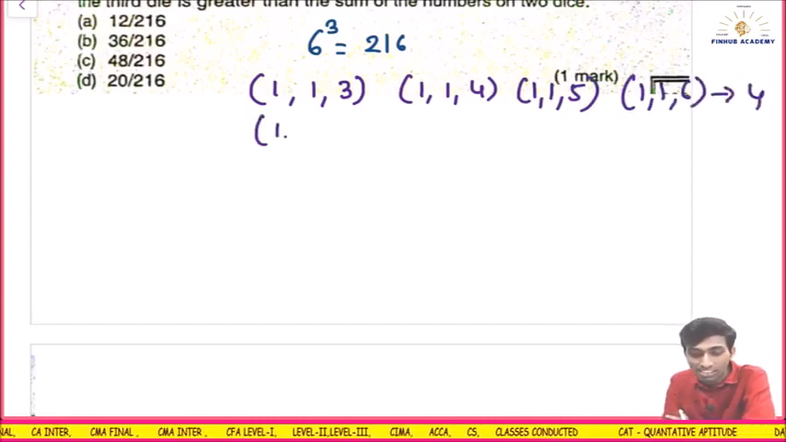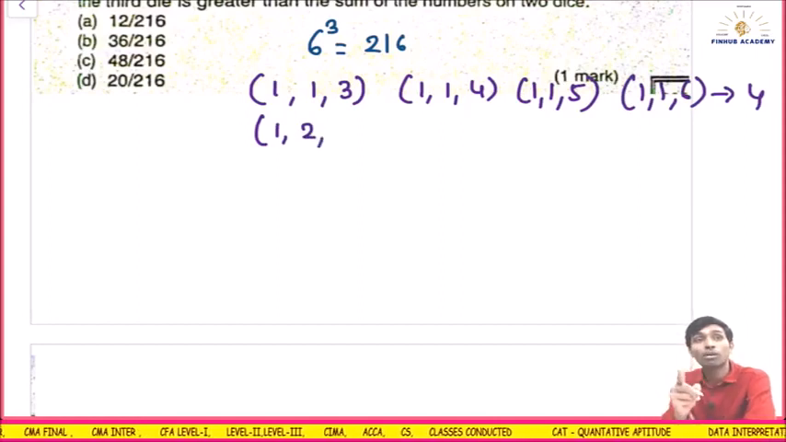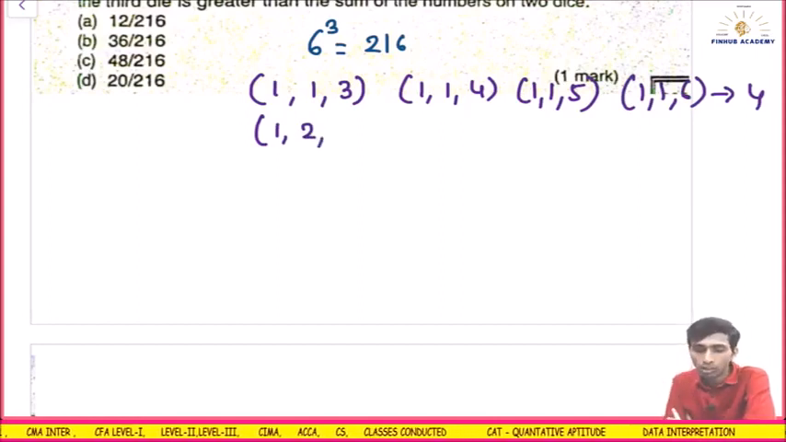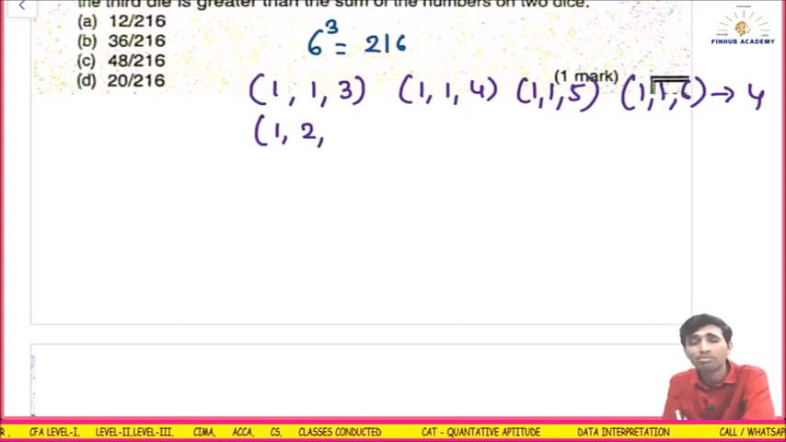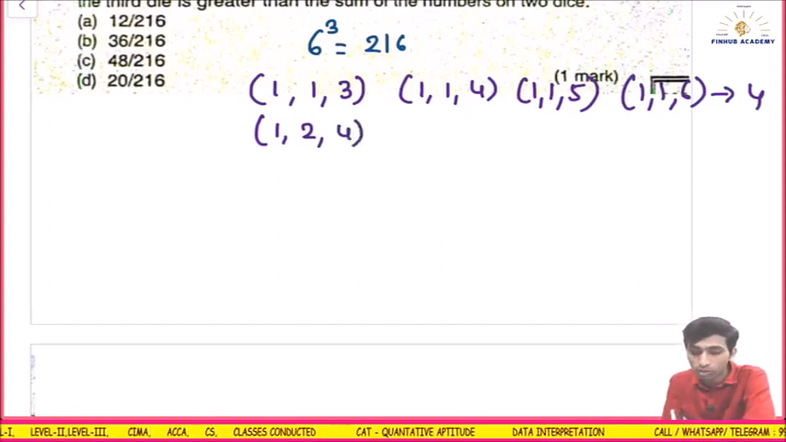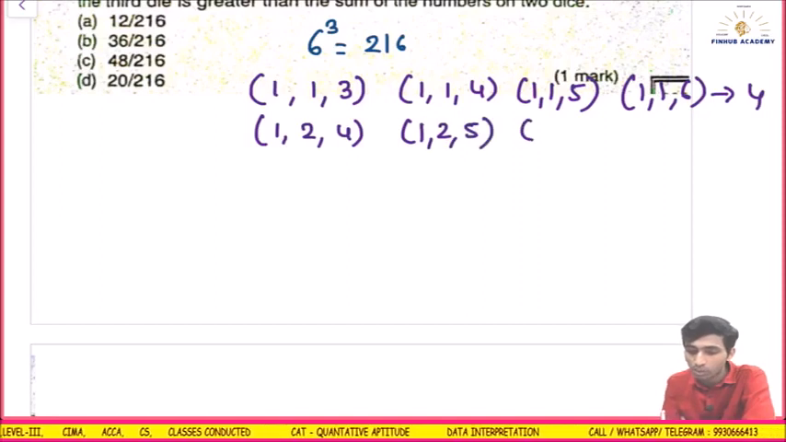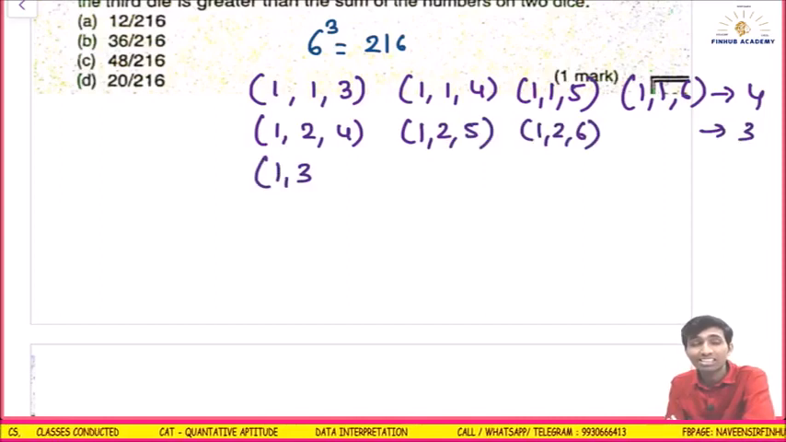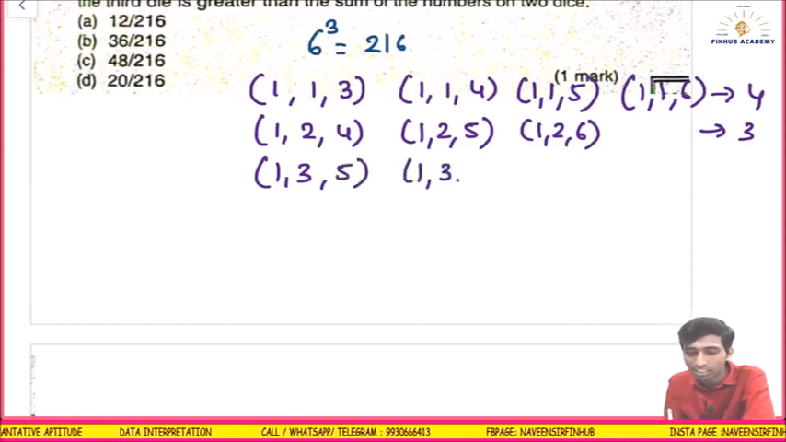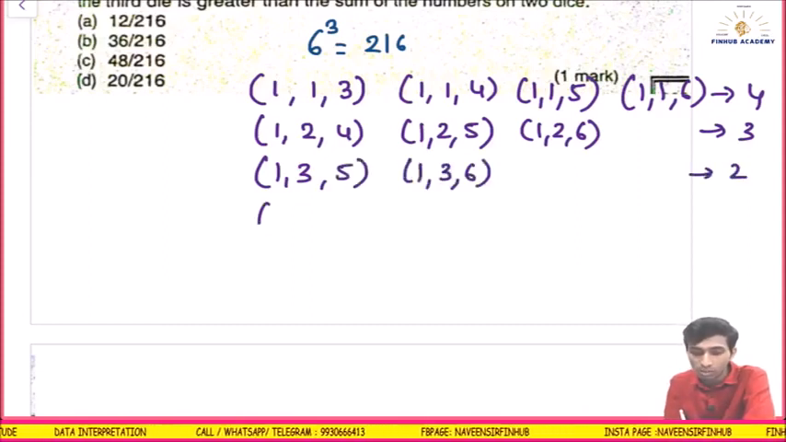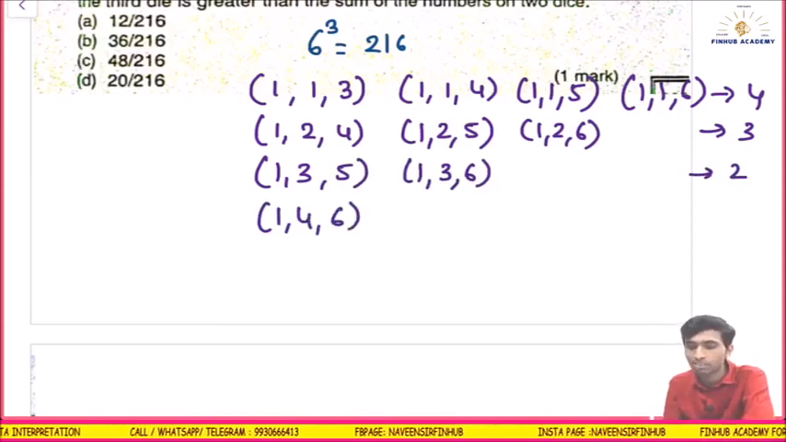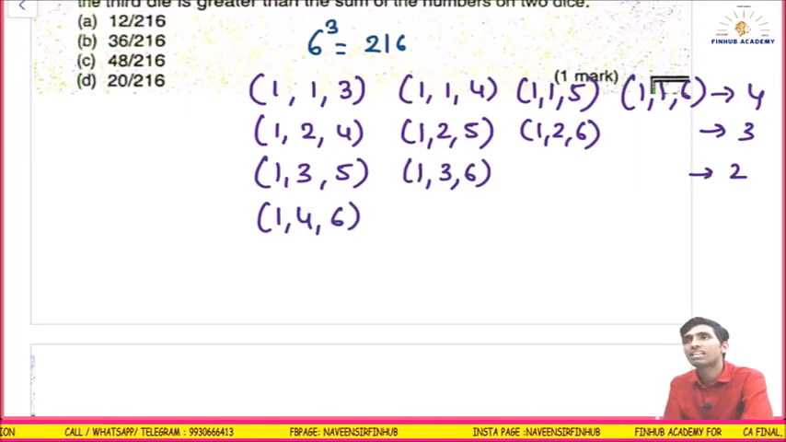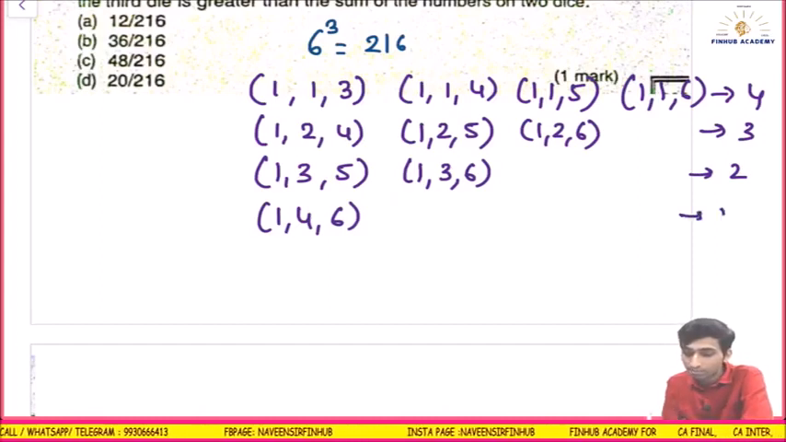Now I will change the series to 1, 2. So if it is 1, 2, first is constant 1. 1, 2 will be what? 1 plus 2 is 3, so I can take 4. 1, 2, 5. 1, 2, 6. I got 3 numbers. Now 1, 3. Complete all the 1 series. First number should be 1. 1, 3, 4 is the sum, so I will take 5. 1, 3, 6. This is 2. Then 1, 4. The sum is 5, so only one number will come. 1, 4, 6. Understood?